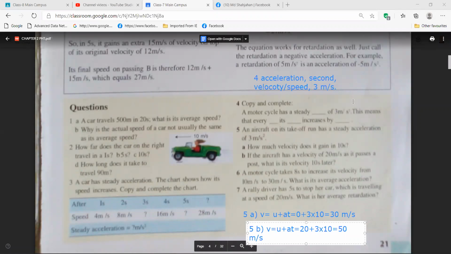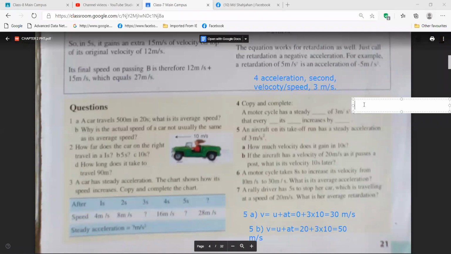Then 6. Saleha, can you read 6? A motorcycle takes 8 seconds to increase its velocity from 10 meter per second to 30 meter per second. What is its average acceleration? So what did you get for your acceleration? Did you calculate it? No, sir. So what is the answer? 2.5 meter per second squared. Okay, we are checking it. Our final velocity is 30, right?